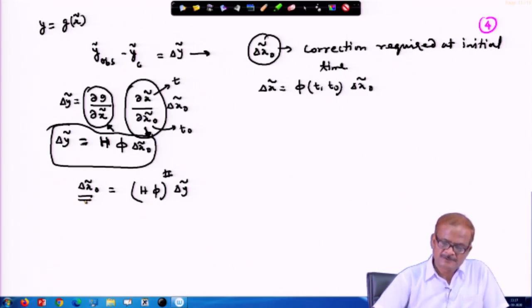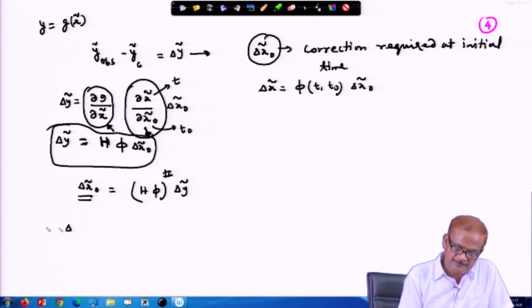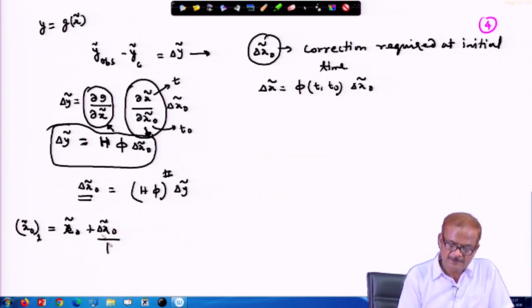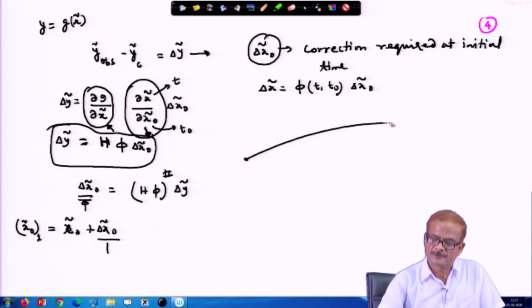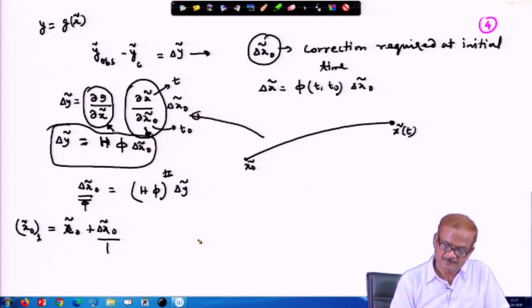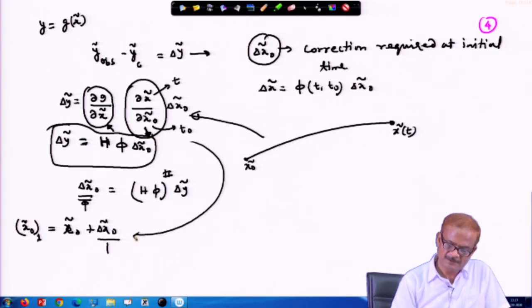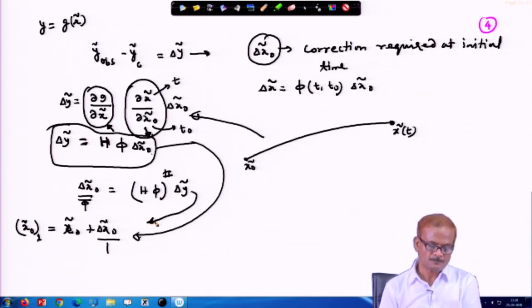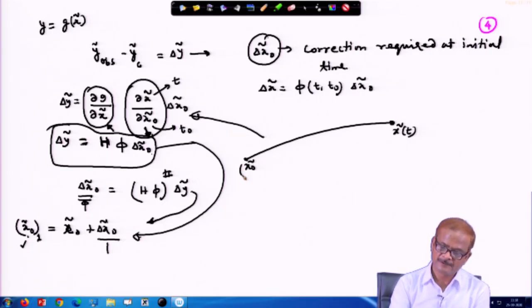So, then this delta x 0 is decided, and this delta x 0 we apply, and write after the first iteration we get this equal to x 0 tilde plus delta x tilde 0. So, every time we have to determine, after first propagating from this point to this point, the state x tilde 0, x tilde t. We are doing all these calculations, and then we are applying this after finding out this delta x 0. Okay. So, then this is the updated value. Now, we will replace this with x tilde 0 1.